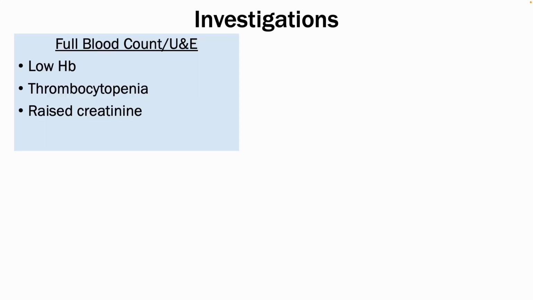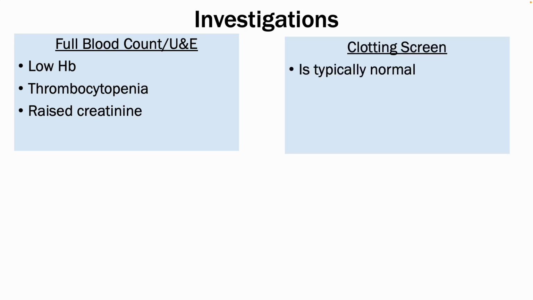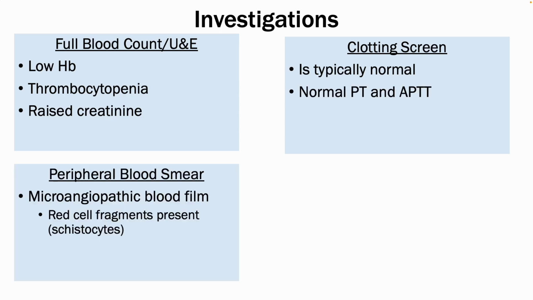But how do you actually investigate for TTP? Firstly, you could perform a full blood count and use an EASE or urea and electrolytes, which would show you low hemoglobin with thrombocytopenia, and your U&Es would show you raised creatinine. You can perform a clotting screen, and that is typically normal with normal PT and APTT, and your peripheral blood smear would show microangiopathic blood film, so you would see red cell fragments on it, also known as schistocytes. Your urinalysis would show you proteinuria, which would also help show that the kidneys are involved.